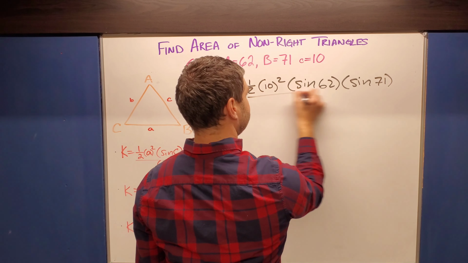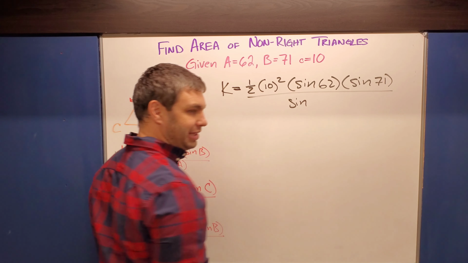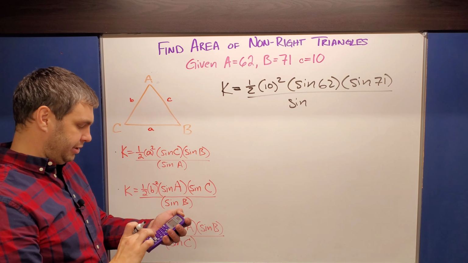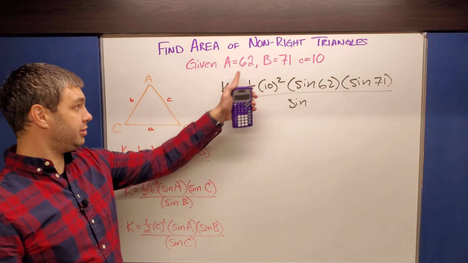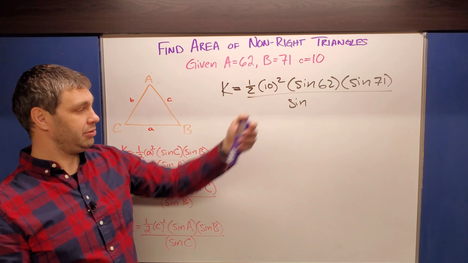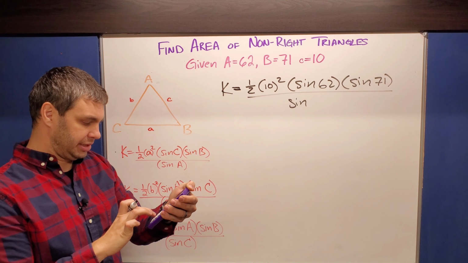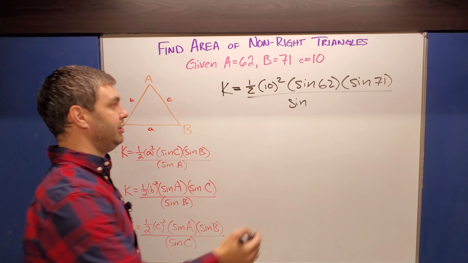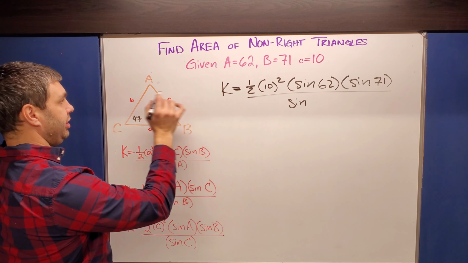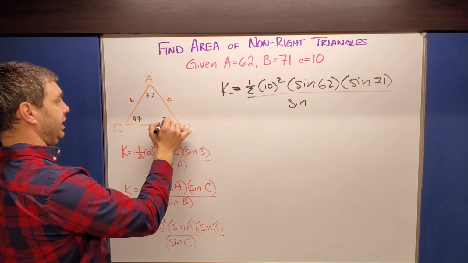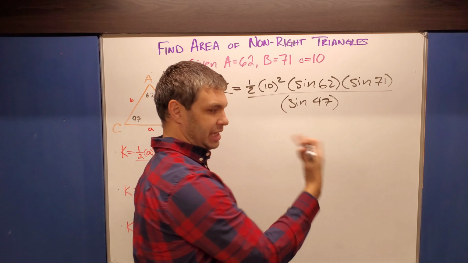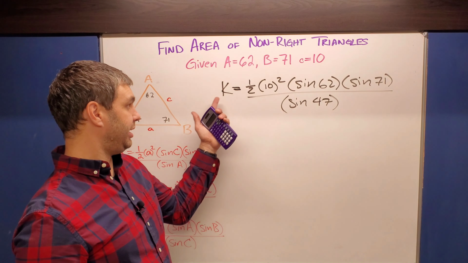All right, and then this is over sine of big C. Now, do I know big C? Well, yes, I do. I can take 180 and subtract the other two that I have, and that's going to give me my third angle that I'm missing. So 180 minus 62 minus 71, giving me 47. So capital C is 47 degrees. And those all add up now to be 180 degrees. So sine of 47. Then it's just a matter of typing this into the calculator, and it's going to spit out our area to us.